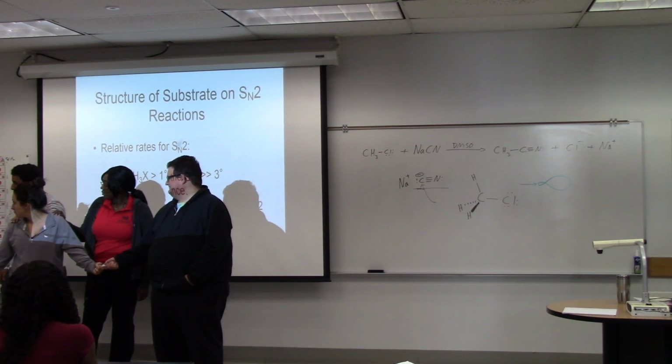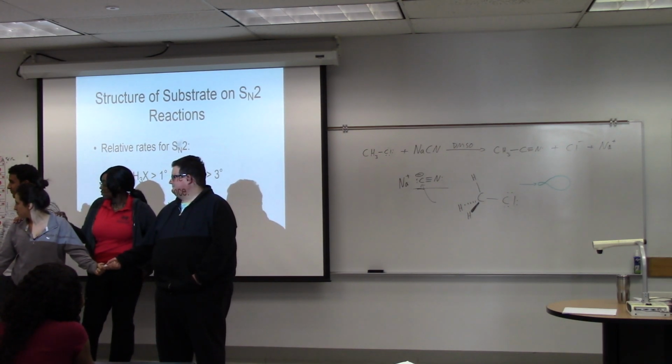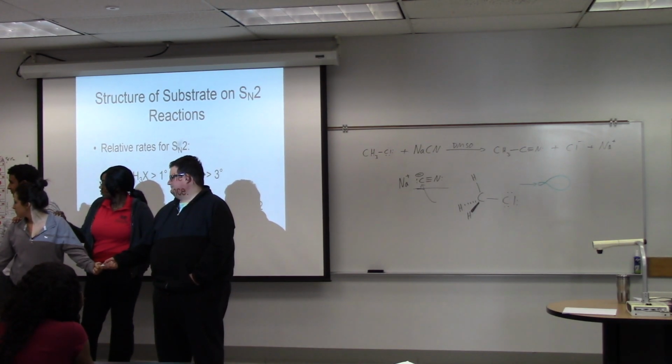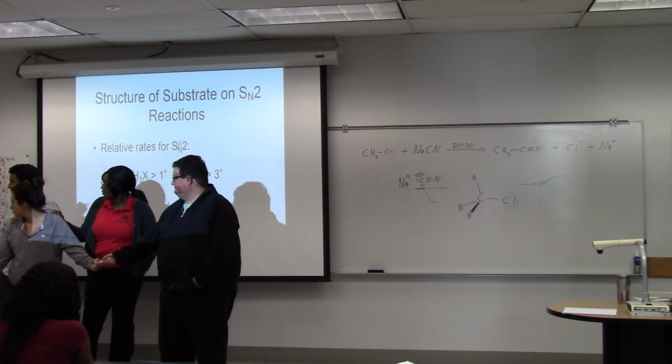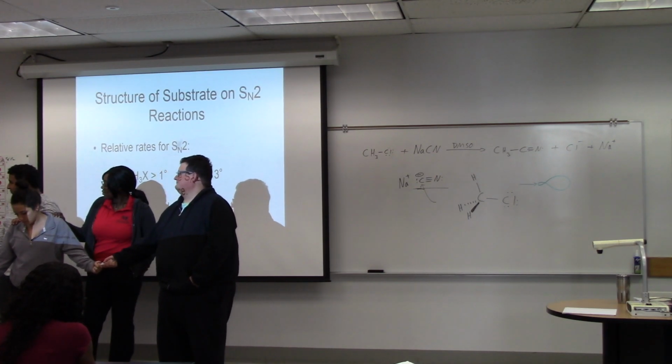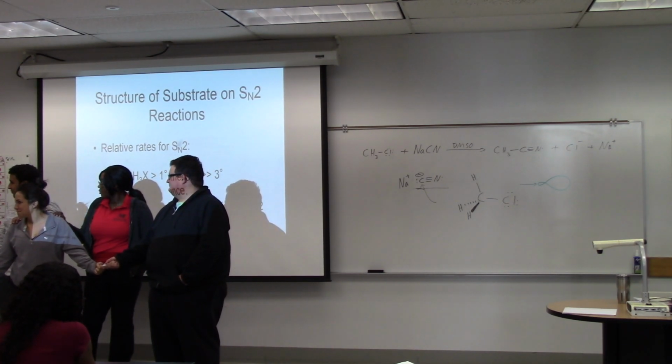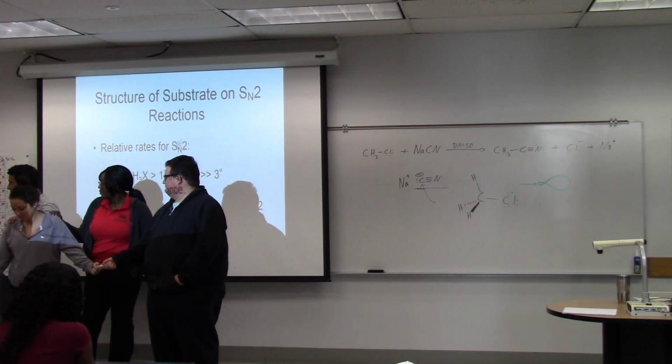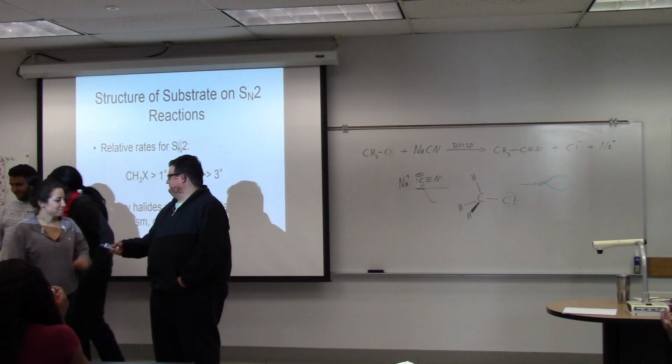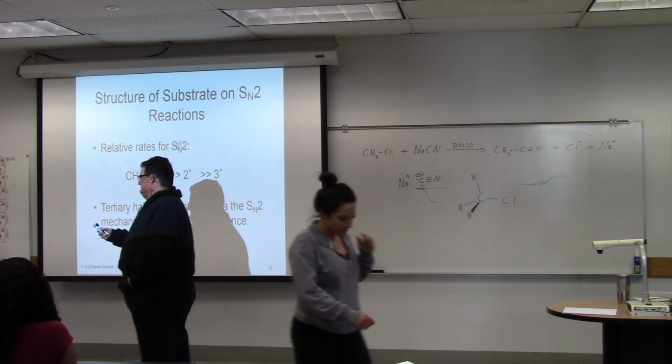Now look, there's no way I can get to Jessica. I can't get there. There's physically no room for me. No matter how small I get, there's no room at this location. So this is tertiary. There's literally no room for the nucleophile to get to the electrophile. Are you with me?